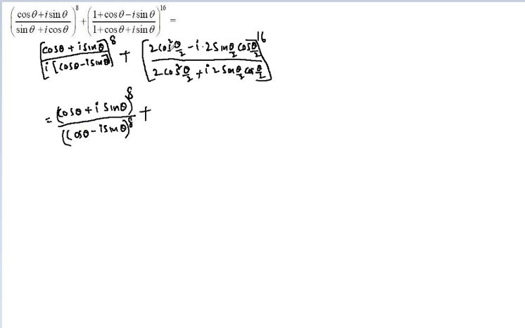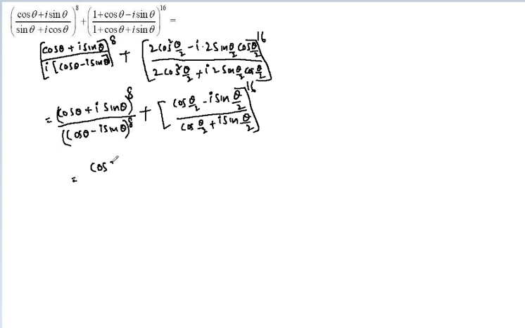Here is 2 cos theta by 2 common and denominator also 2 cos theta by 2 common and cancel. That is (cos theta by 2 minus i sin theta by 2) by (cos theta by 2 plus i sin theta by 2) whole to the power of 16. Now applying De Moivre's theorem for this.